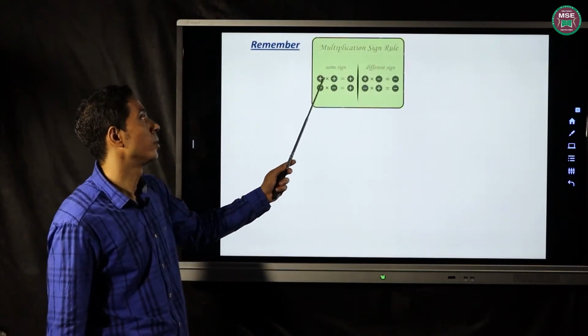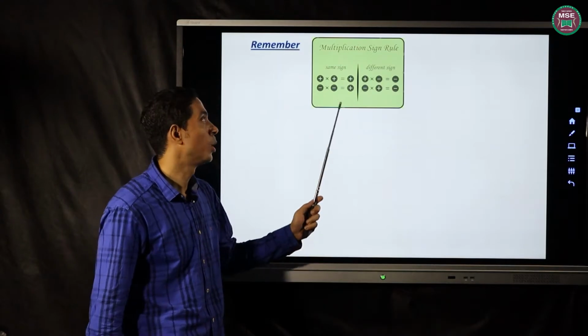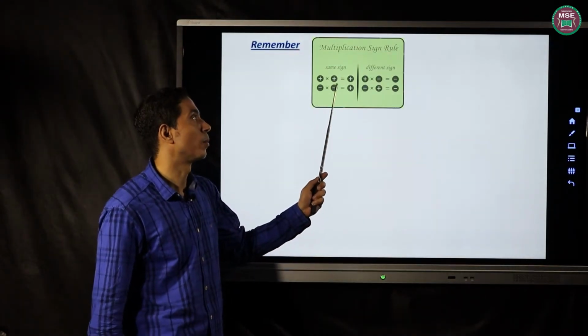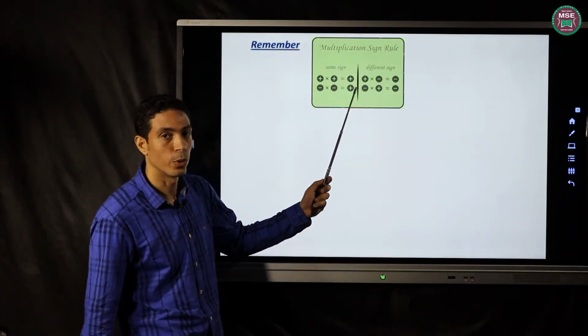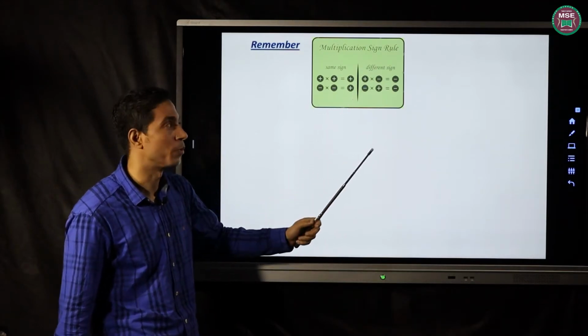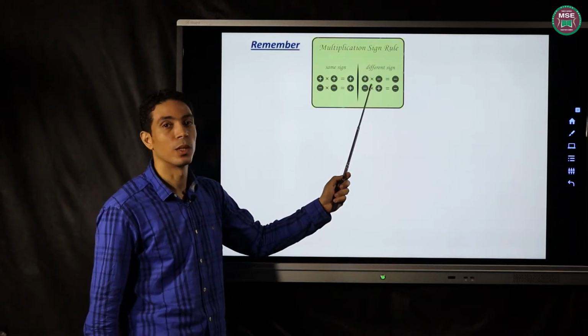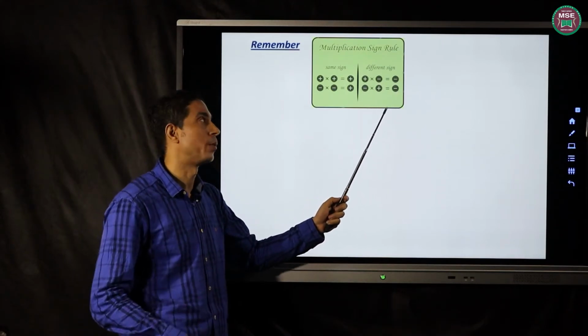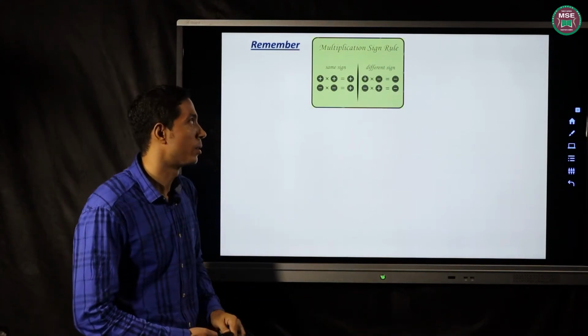Remember the multiplication sign rule. If the signs are the same, positive multiplied by positive, the result will be positive, and negative multiplying by negative will equal positive. If the signs are different, positive multiplied by negative or negative multiplying by positive, the result will be negative.